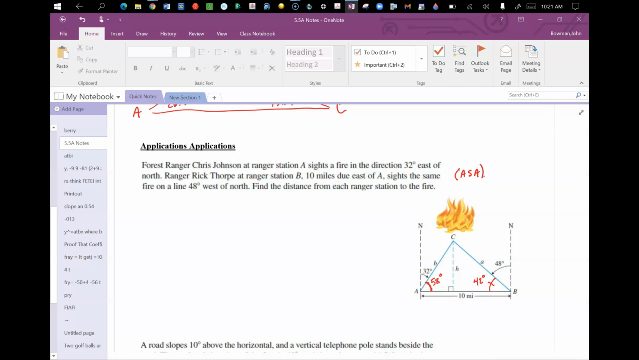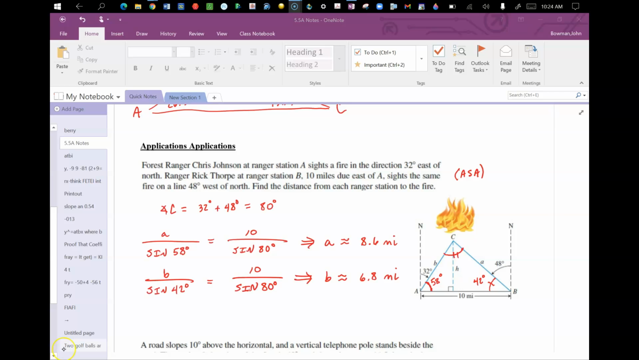So what I would like you to do is pause the video, set up the law of sines to solve for side A and side B. Go ahead and solve those, and then when you're done, hit play on the video and verify that you got the right answers.